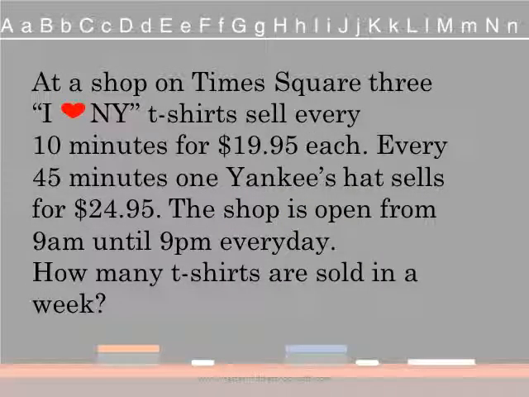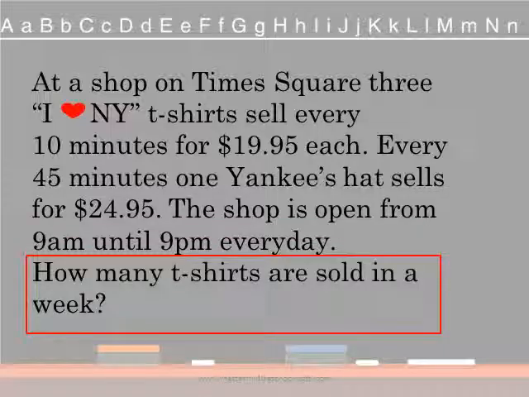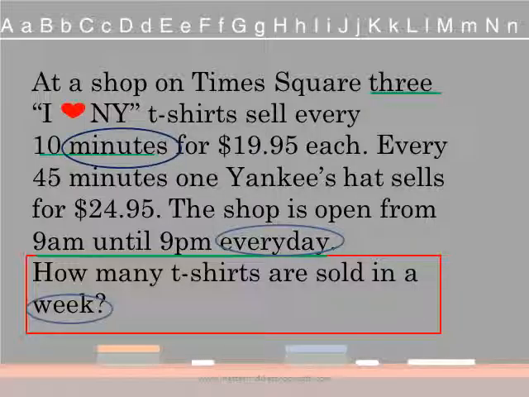Okay, so here's our problem. We're going to use the BUCK system. So we're going to box our question. Then we need to underline the information we need in order to answer this question. So 3 t-shirts are sold every 10 minutes, and the store is open from 9 to 9 every day. Now we need to circle the vocabulary of the words that we need to understand in order to solve this problem, right? So minutes, we need to know what a minute is and how many there are. Every day, what does that mean when we say it's open 9 to 9 every day, and a week?